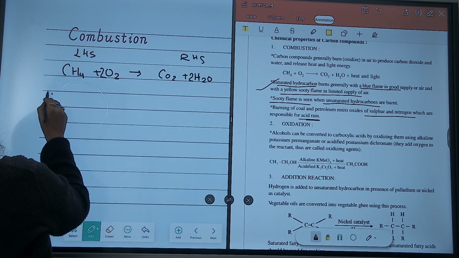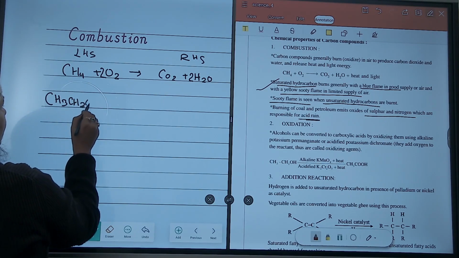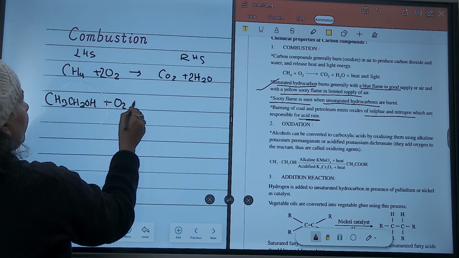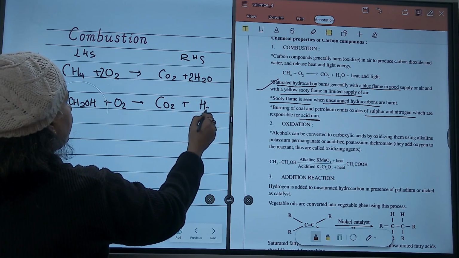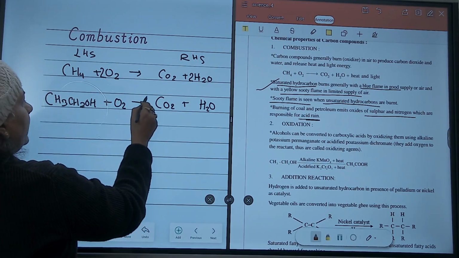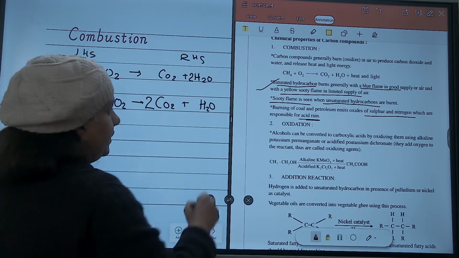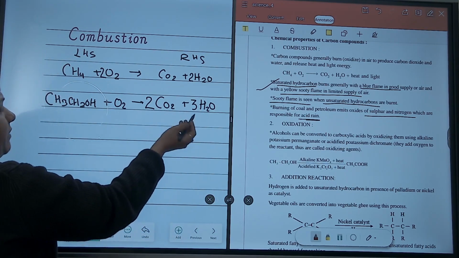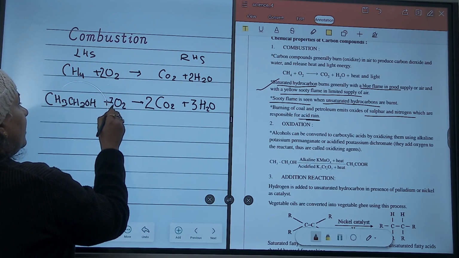Next, another important carbon compound is ethanol, CH3CH2OH. This is also a very good fuel. When burnt in oxygen, it will also produce carbon dioxide plus water. Let's balance it. On the LHS side, we have 2 carbons, so let's put here 2. Now hydrogen on the LHS side are 6, so let's make it 6 by putting here 3. Now we have 7 oxygen on the RHS side, so let's make it 3 here.